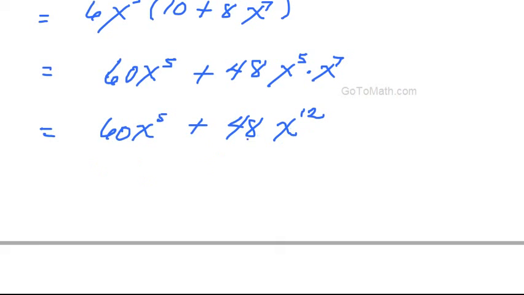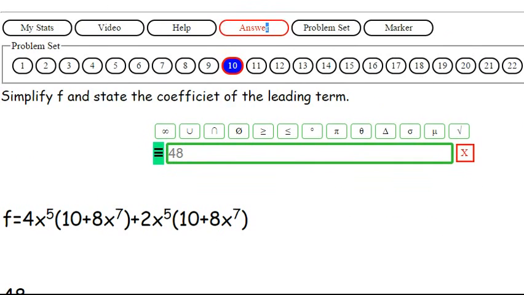So let's write this in standard form now. Standard form means we're going to write the one with the largest exponent first: 48x to the 12th plus 60x to the 5th. Now, this is the leading coefficient, and of course this is the degree of this polynomial. The degree is 12, and the leading coefficient is 48. It's asking for the coefficient of the leading term, and that's going to be 48. Of course, I'm always holding my breath. Click answer. There you go.